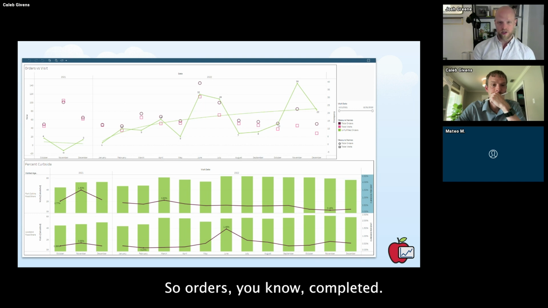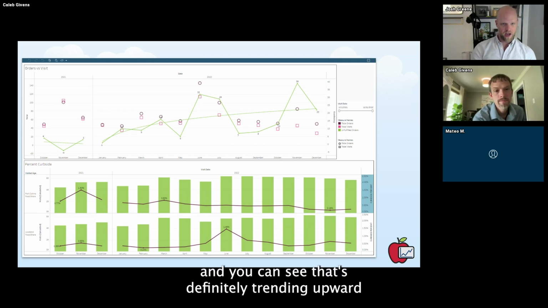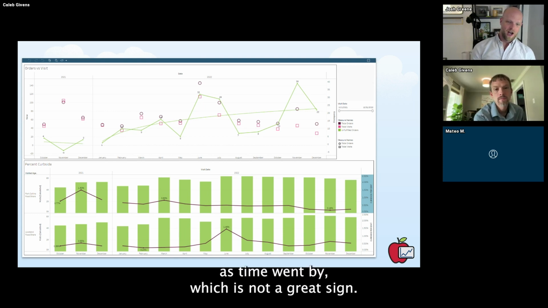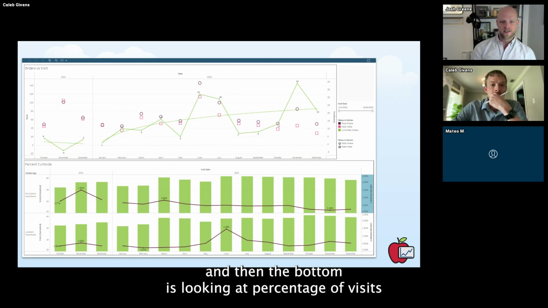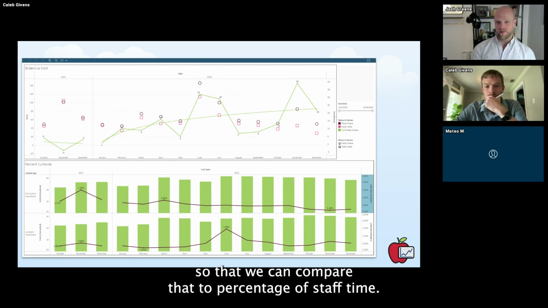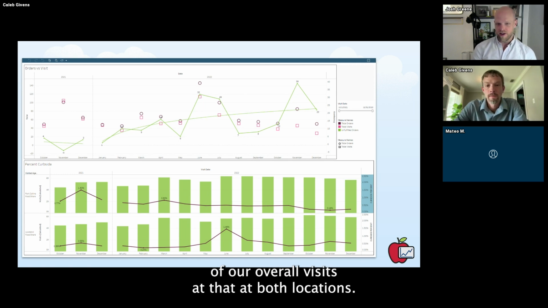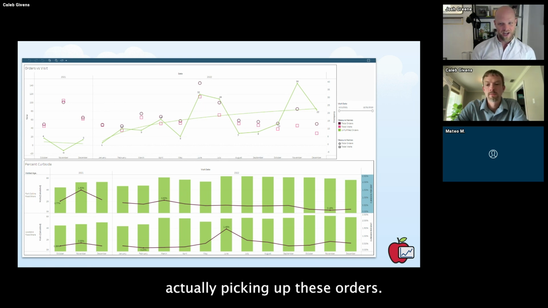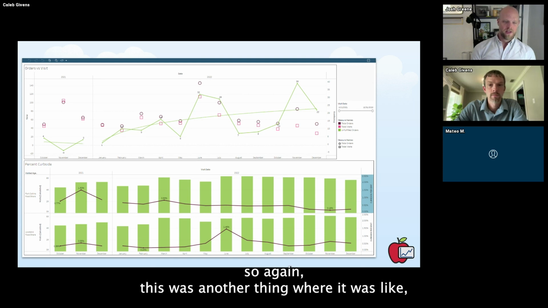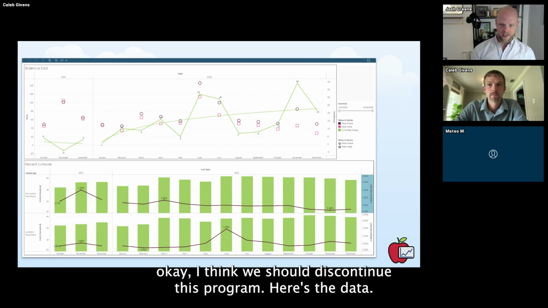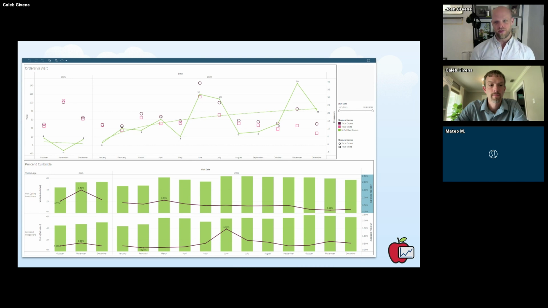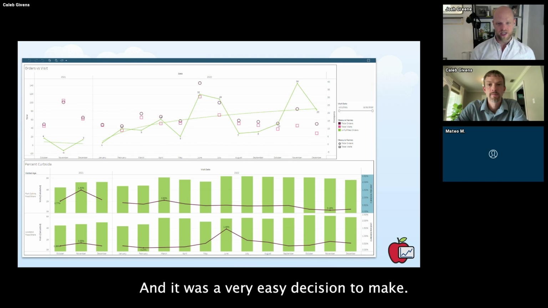So orders completed. And you can see that's definitely trending upward as time went by, which is not a great sign. And then the bottom is looking at percentage of visits so that we can compare that to percentage of staff time. So what we found is that order ahead visits, so curbside pickup visits, equated to less than 1% of our overall visits at both locations, but it was taking more than 5% of staff time. So from a labor standpoint, that doesn't make sense, especially if the trend is going up, that people are not actually picking up these orders. So again, this was another thing where it was like, okay, I think we should discontinue this program. Here's the data. It's based on real facts, and it was a very easy decision to make.